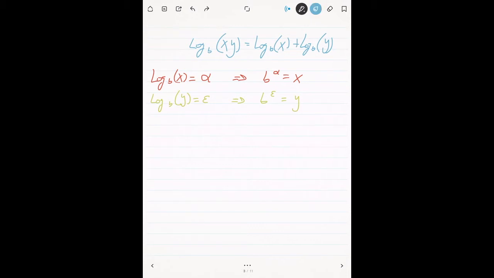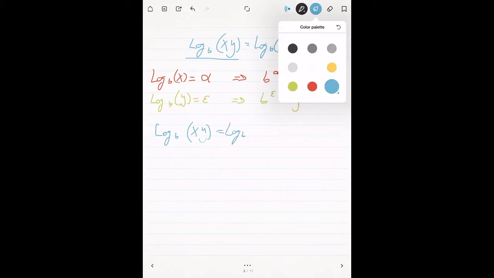Well, let's go back into this equation, and now let's look at the left-hand side. The left-hand side said that we want to take log base b of x times y. Well, I could go ahead and do that, but remember, I've defined what x and what y are in terms of epsilon and alpha.